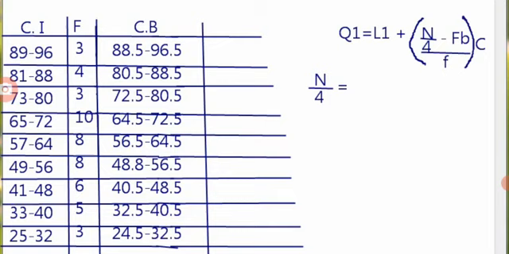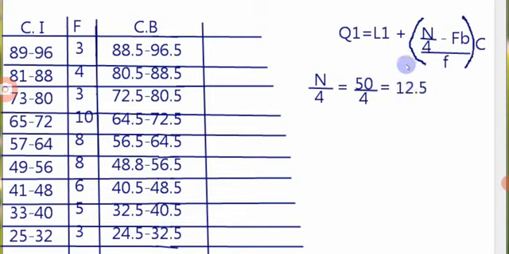So we go back to the N/4 and compute N/4. N is 50, so it will be divided by 4 in the formula. So 50 divided by 4. Press your calculator. Make sure your calculator is in good shape. So 50 divided by 4 is 12.5. This gives 12.5.